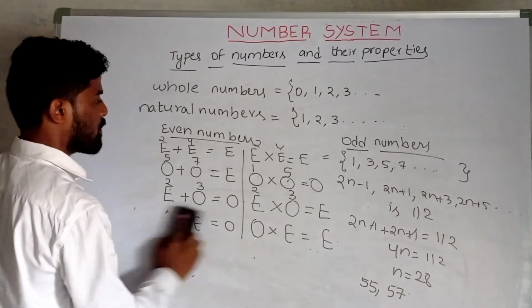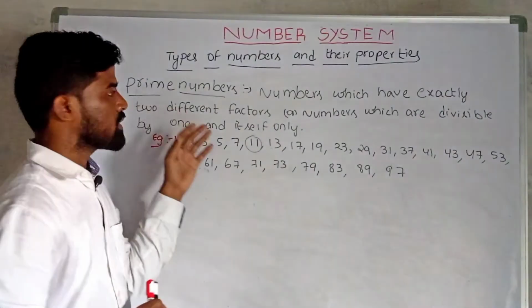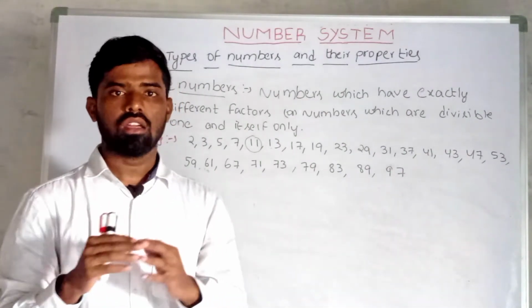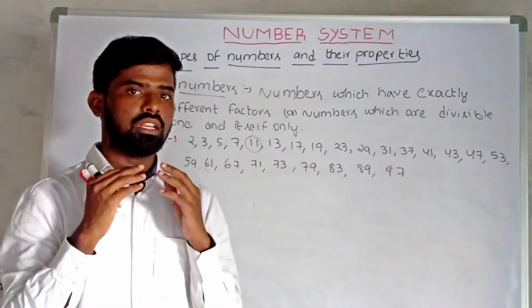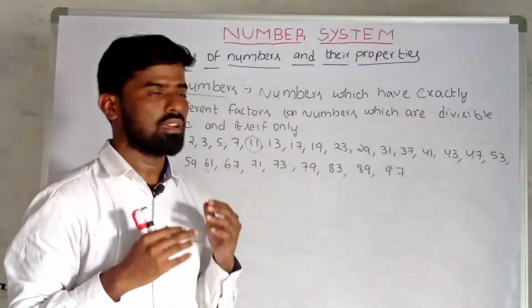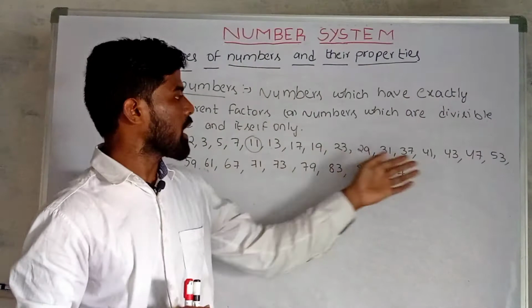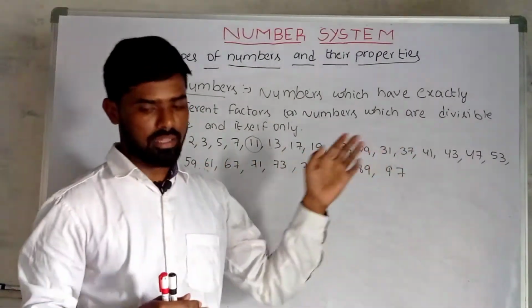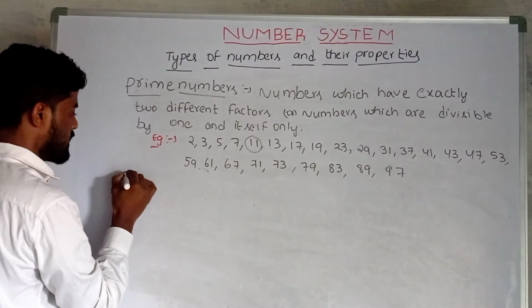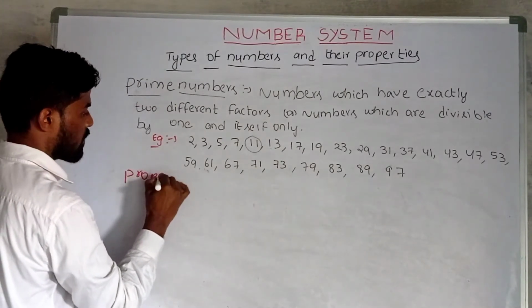Next we will discuss prime numbers. Prime numbers are numbers which have exactly two different factors, or numbers which are divisible by 1 and itself only, and they are called prime numbers. These are the examples of prime numbers between 1 to 100. Now we will see some properties of prime numbers.